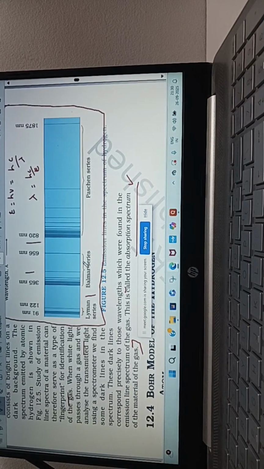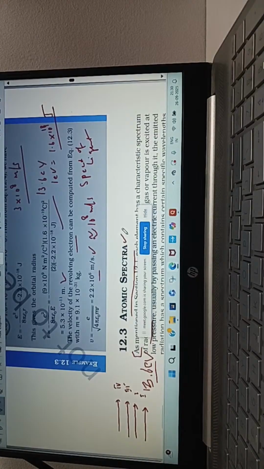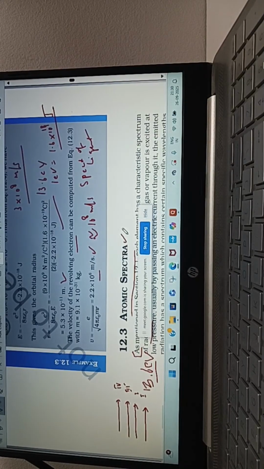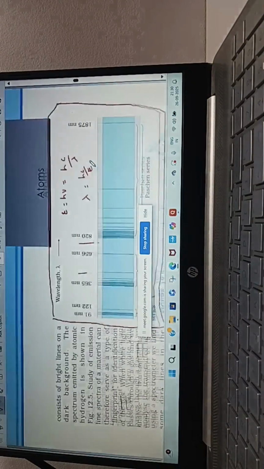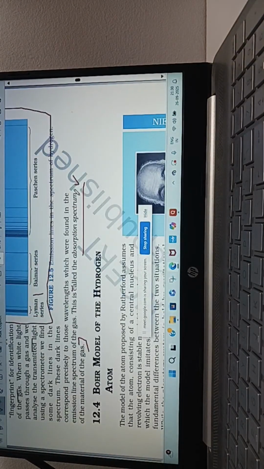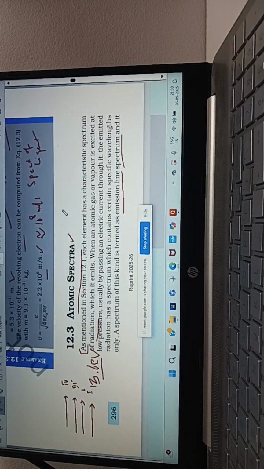Right? Write the question now. What do you mean by atomic spectra? Describe the two types of atomic spectra, meaning emission spectrum and absorption spectrum. Okay?